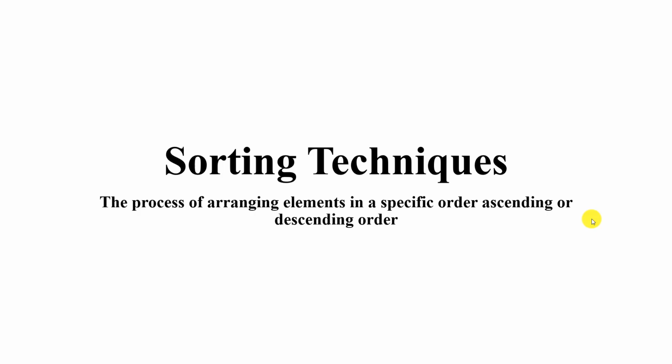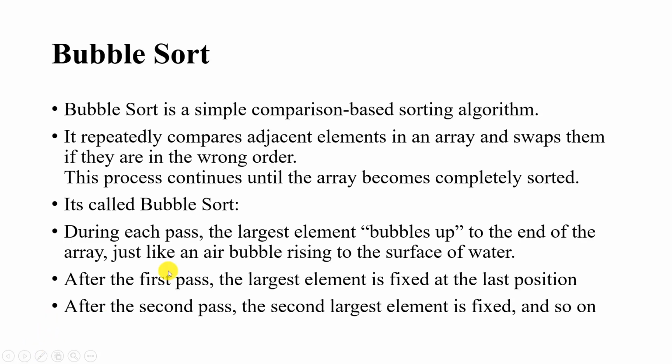Hi all, in this particular video we'll see sorting techniques and data structures. Sorting means the process of arrangement of elements in a specific order, preferably ascending or descending order. This process of arrangement of elements is called sorting. So in this particular video we will see a simple sorting algorithm called bubble sort.